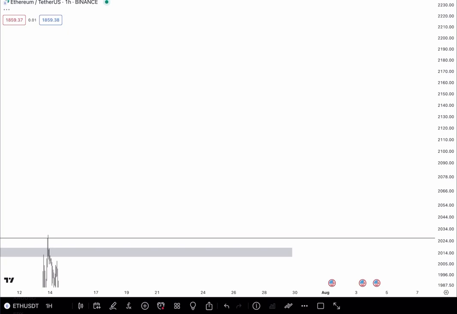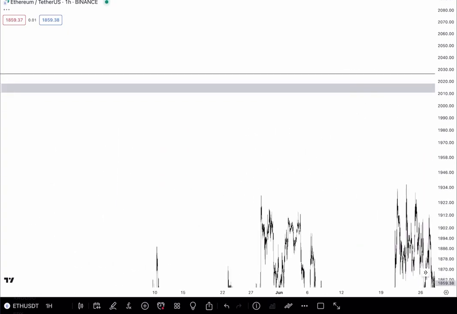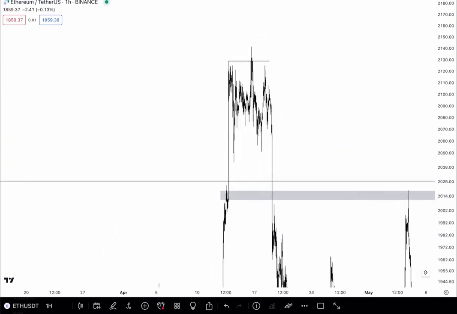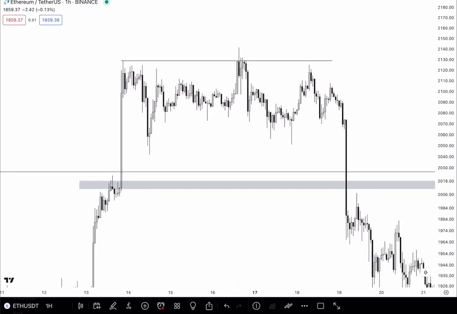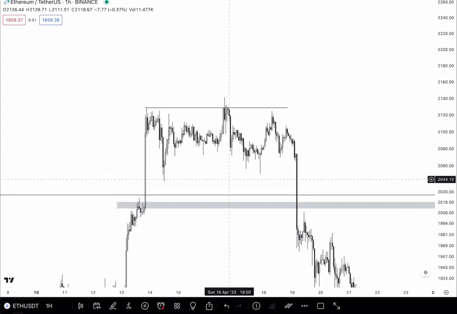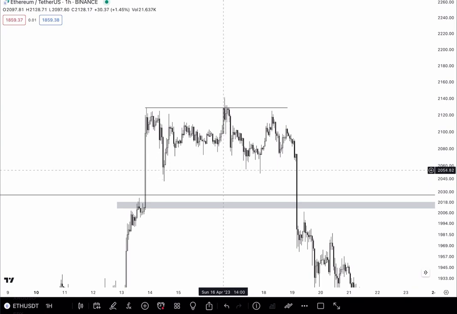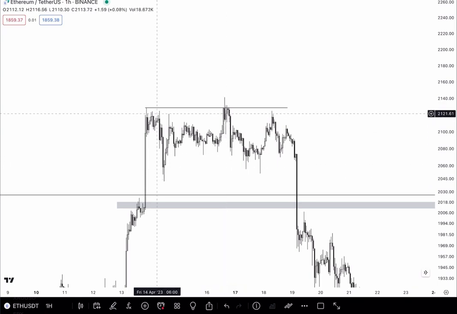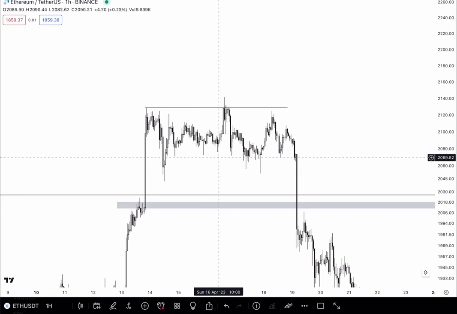1 hour time frame, looking for a smaller time frame range to form above this candle. And if you can even look back right over here at the false breakout of the range, I said boom, this is the top.